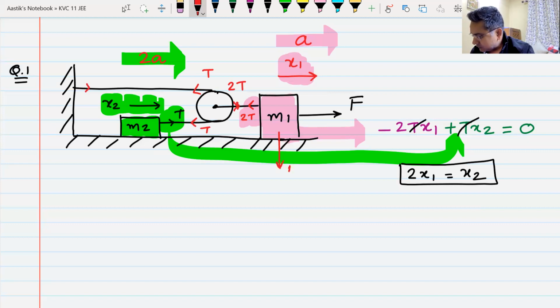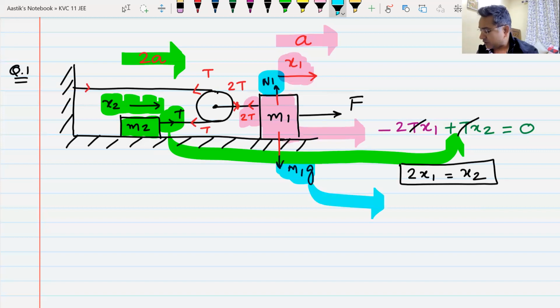This is m1g and this is N1. Yes, someone was saying something? Yes, beta? F by m1 plus m2. No, that is not correct. It's not F by m1 plus m2. Okay, so first I draw this. It is not moving in this direction, so I can write the blue equation, which may not be of much use, but sometimes it will be of use.